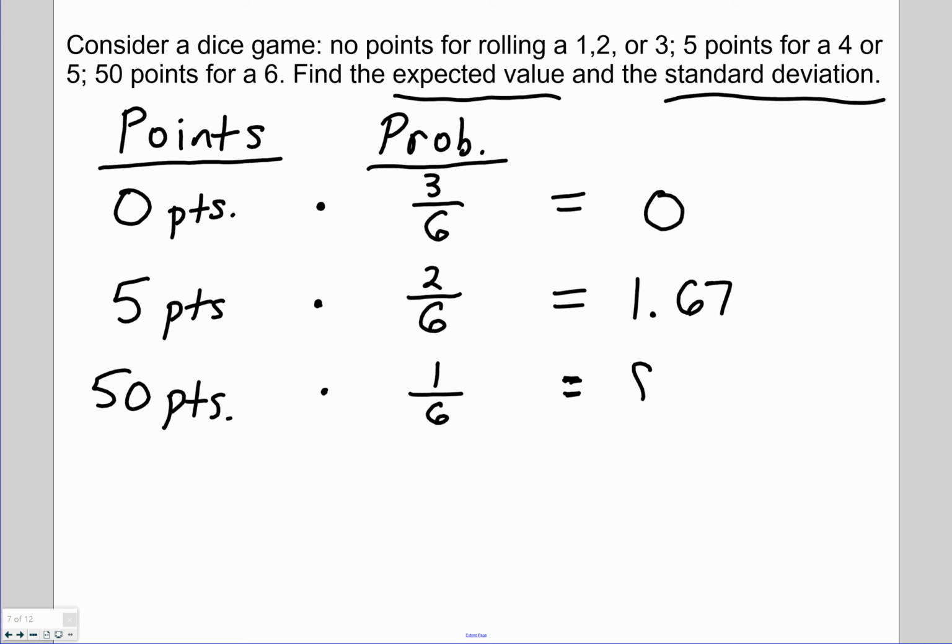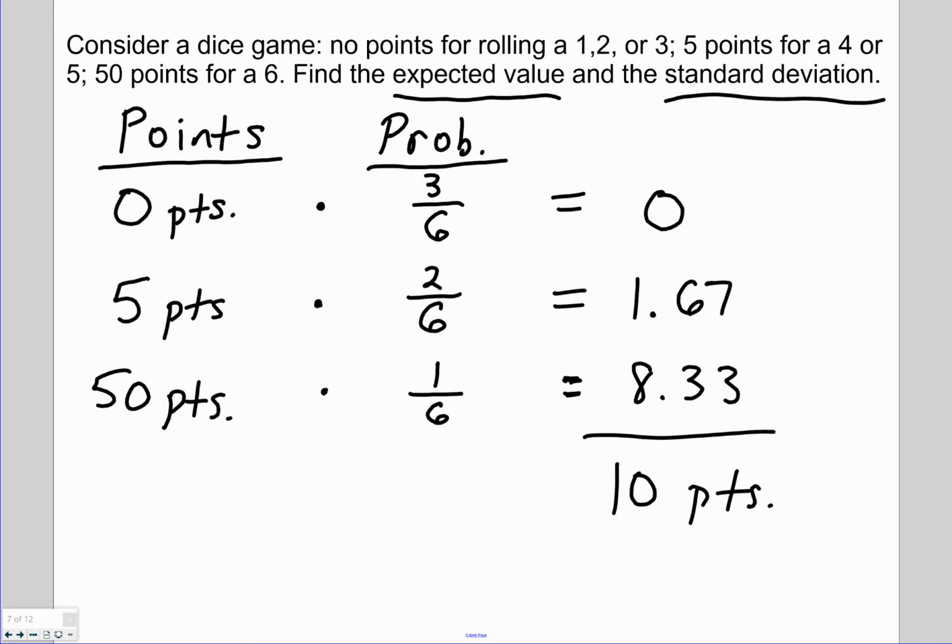3 repeating. Now, what you do at this point is you take those numbers on the right, 0, 1.67, and 8.3 repeating, and you add them together. What do you get when you add those three numbers? You should get 10. You might get 9.999, but you get 10. Okay? So I'm going to write this down.